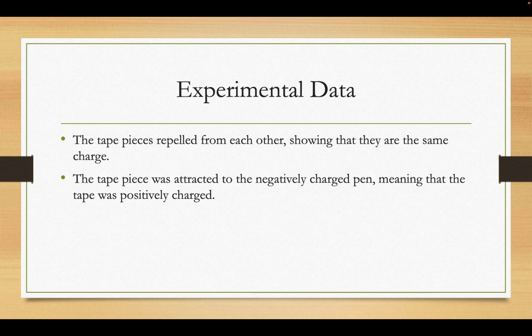Experimental data: this is where we actually did our physical experiment. Once we made our charged tapes and brought them close together, we saw that the pieces repelled each other, meaning they both had the same type of charge, either positive or negative. But later, when we charged a pen and made it negatively charged and brought a piece of tape close to it, we saw that the tape was attracted to the pen. So in order for attraction to happen with the negative pen, the tape would have to have a positive charge on it. That means both the tapes had a positive charge.